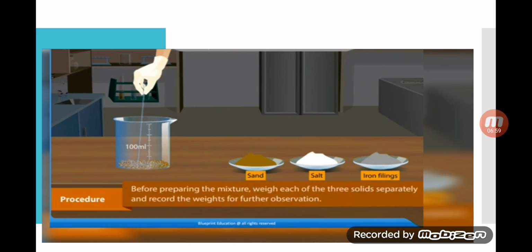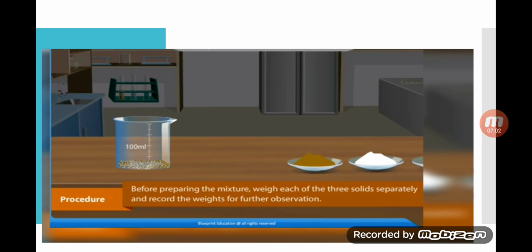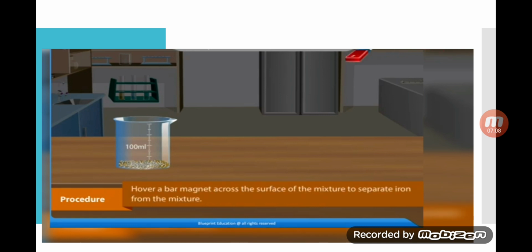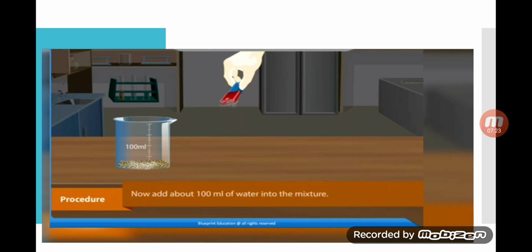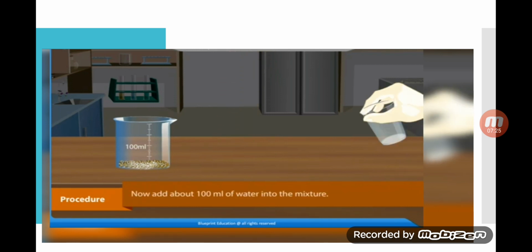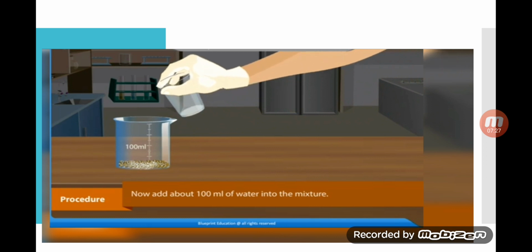Before preparing the mixture, weigh each of the three solids separately and record the weights for further observation. Hover a bar magnet across the surface of the mixture to separate iron from the mixture. The iron filings get attracted to the magnet, while sand and salt are left behind. Now add about 100 milliliters of water into the mixture.